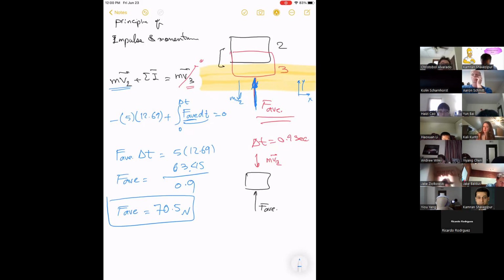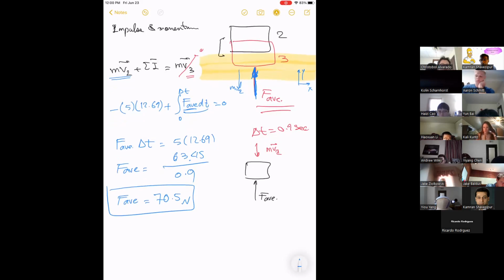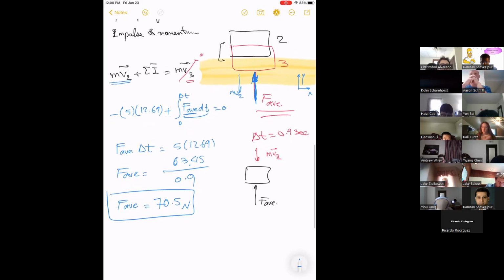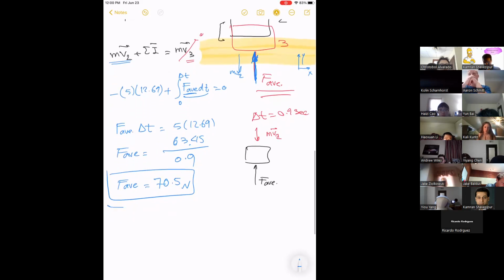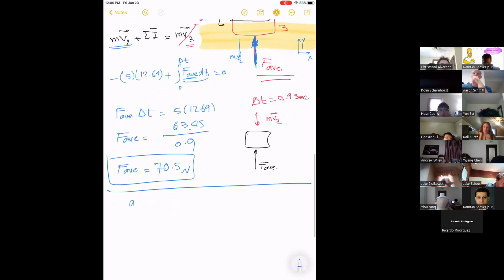Now we're going to examine an assumption that the problem had. Any question about this part, by the way? We're good? Okay. Now, the problem says assume, or not assume, let's just say weight is negligible.